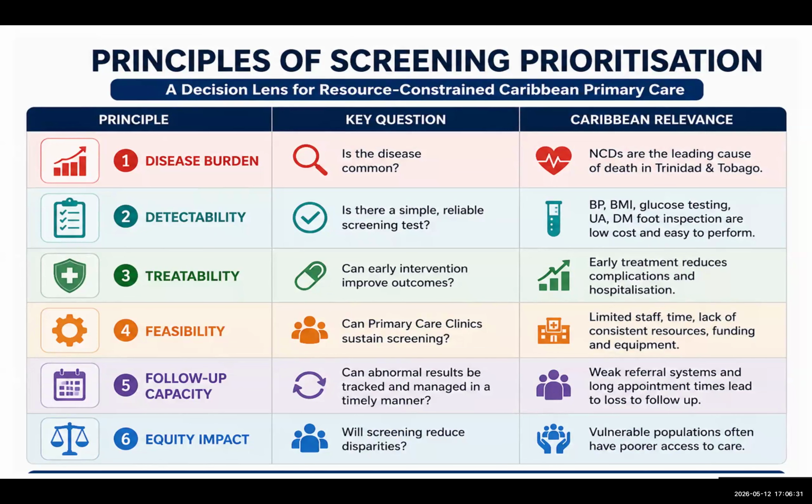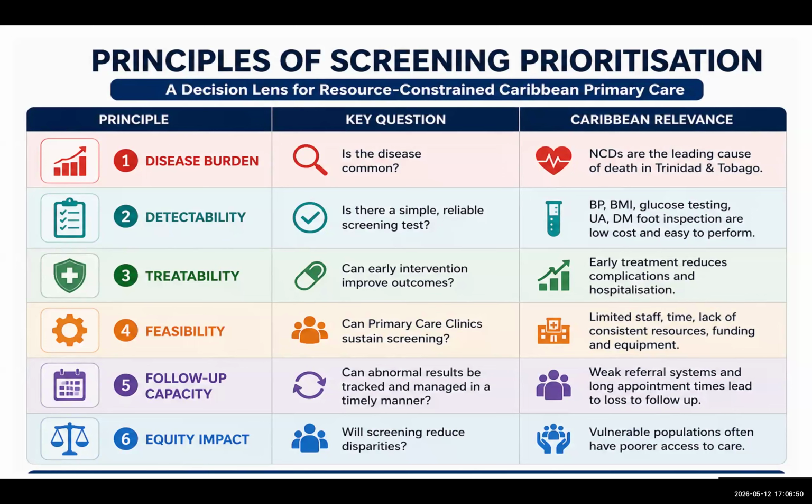receive high screening priority. The second principle is detectability. Screening tests should be simple, reliable, affordable, and practical within our primary care settings. Things such as blood pressure measurement, BMI, and blood glucose testing are just some examples of high-yield screening tools because these are inexpensive, easy to perform, and can help in identifying disease early.